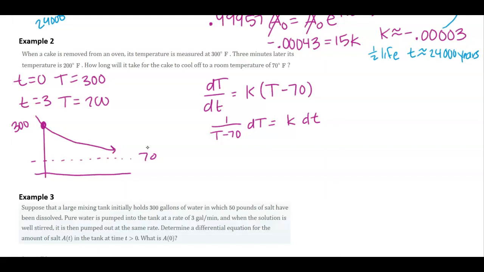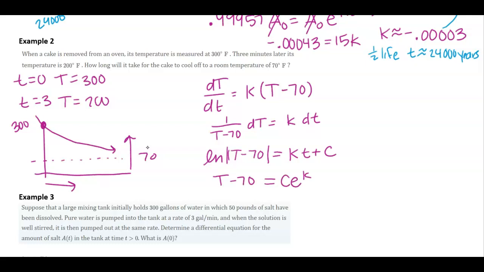When I integrate both sides, I get the natural log of T minus 70 with absolute value bars around it. And then I get kt plus C over here. Now, I'm really only worried with positive time and positive temperature, so I can just write T minus 70 equals Ce to the kt.